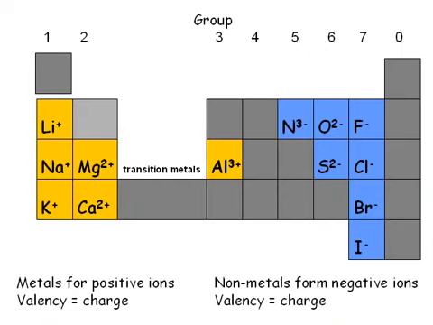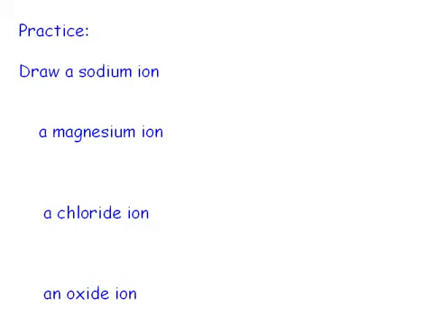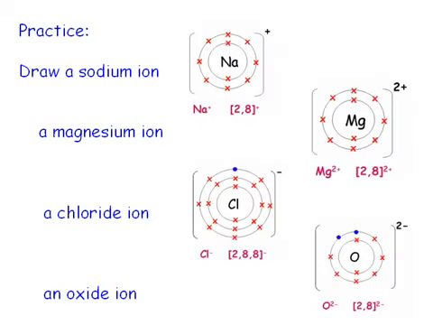If we look at the elements which commonly become ions, we can see the ions they each form. Notice again how the valency helps us tell the charge on these ions. Take the time now to pause the video and practice drawing some ions. Remember that for ions we draw them inside square brackets and put the charge on the top right. Here are the answers. Pause the video again to check your working.